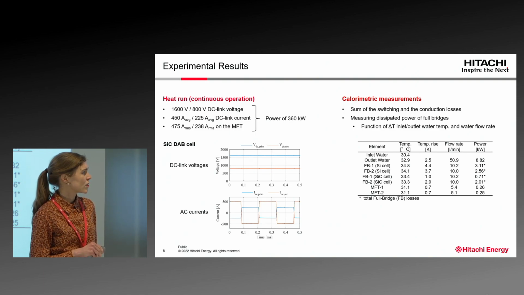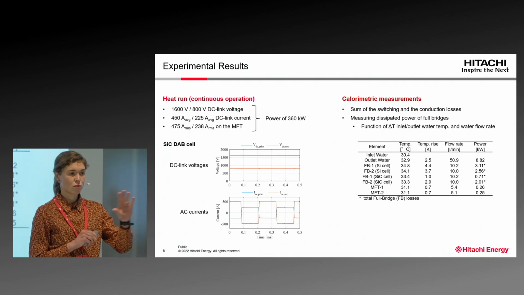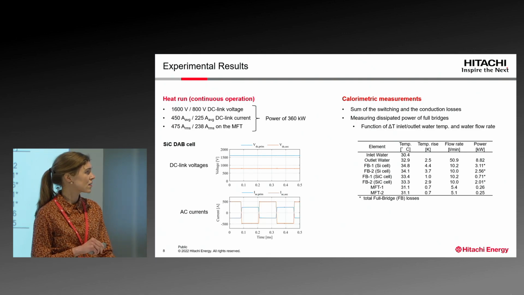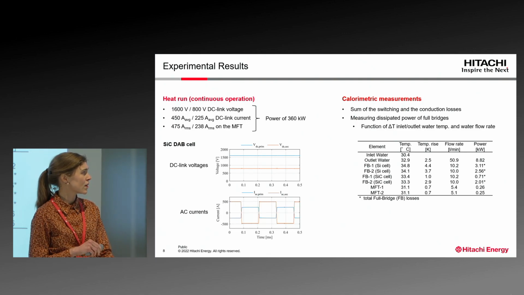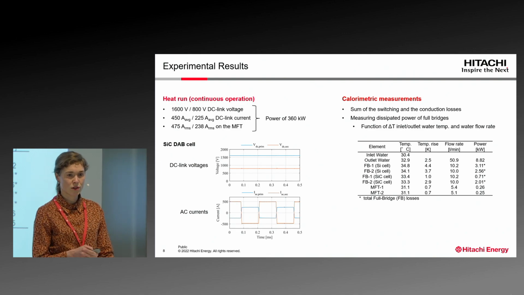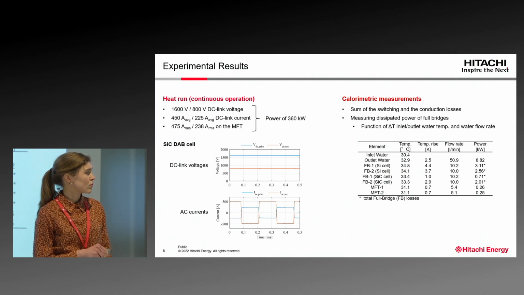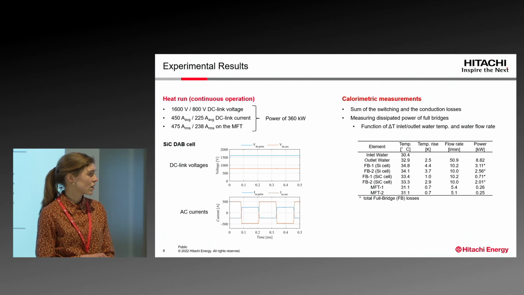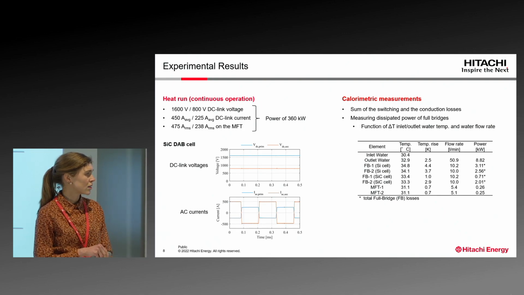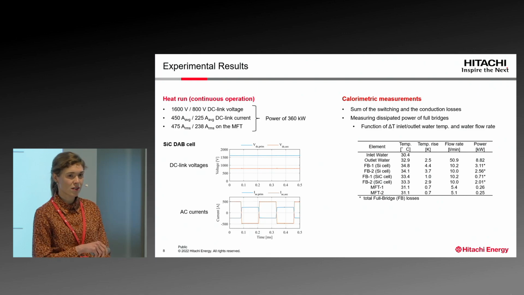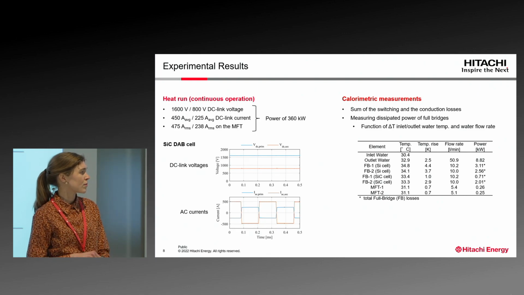The calorimetric measurements we installed for the two bridges. So we measured here the sum of switching and conduction losses by measuring the dissipated power into the water. So we have flow rate measurements and temperature sensors in our setup. And then since the power is a function of this delta T, of inlet and outlet water temperature, and water flow rate, we could calculate the dissipated power. In 2 slides from now, I show you some bar charts, so it's easier to read, but the numbers you can see already in this table.